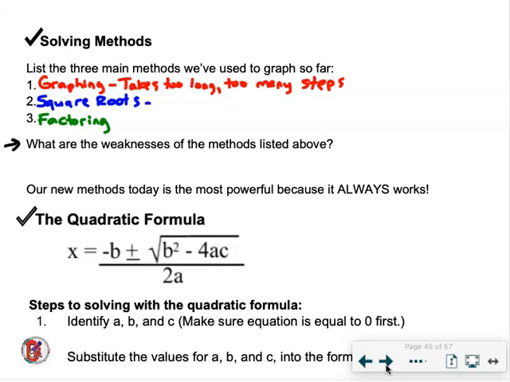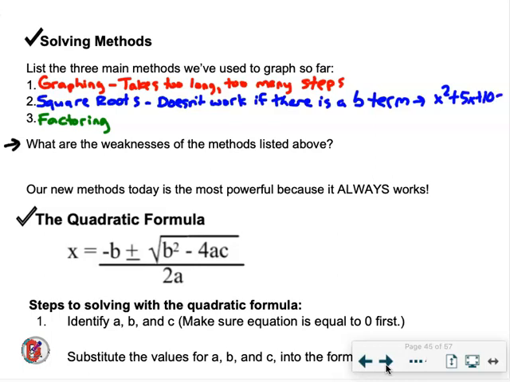Square roots were great, except they don't work if there is a b term. So you can't solve x squared plus 5x plus 10 equal to 0. You can't solve that by square roots because there is a b term. As soon as there's a b term, something with an x to the 1, you can't do square roots.